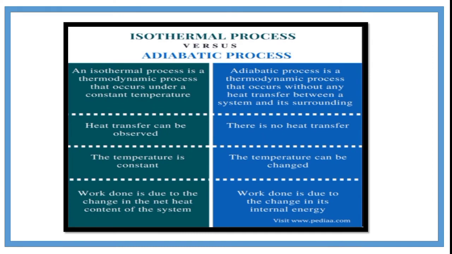Finally, we see the difference between the isothermal and adiabatic process. In isothermal process, the temperature remains constant, but in adiabatic process, the temperature changes within the system. In isothermal process, heat transfer can be observed, but in adiabatic process, there is no heat transfer. In isothermal, the temperature is constant, but in adiabatic, the temperature is changed. In isothermal, the work done is due to the net heat content of the system, but in adiabatic, the work done is due to change in internal energy of the system.